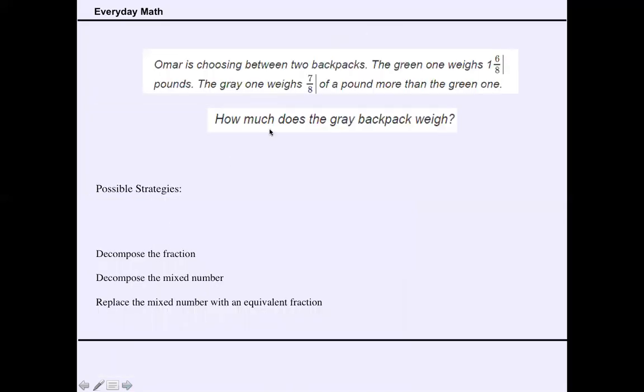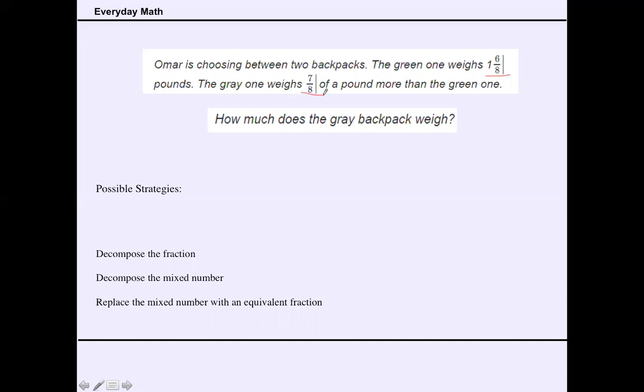All right, let's move on to a new problem. Omar is choosing between two backpacks. The green one, let me get my pen, weighs 1 6/8. The gray one weighs 7/8 of a pound more than the green one. How much does the gray backpack weigh?